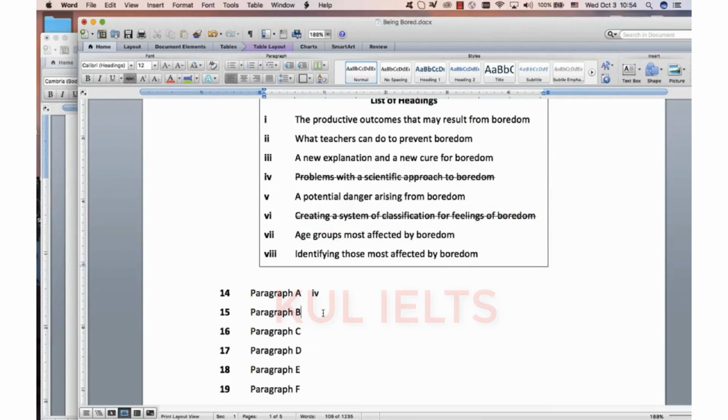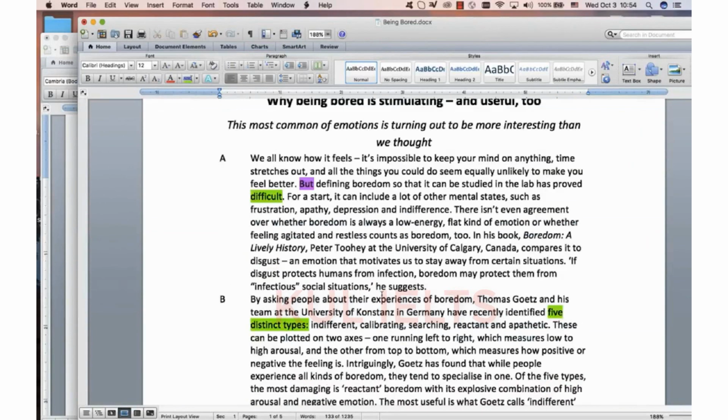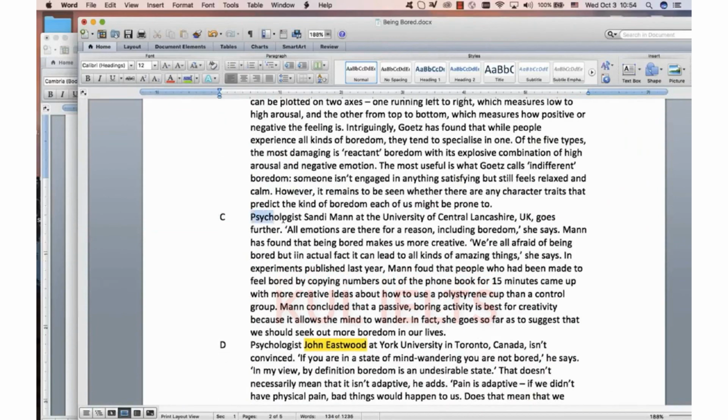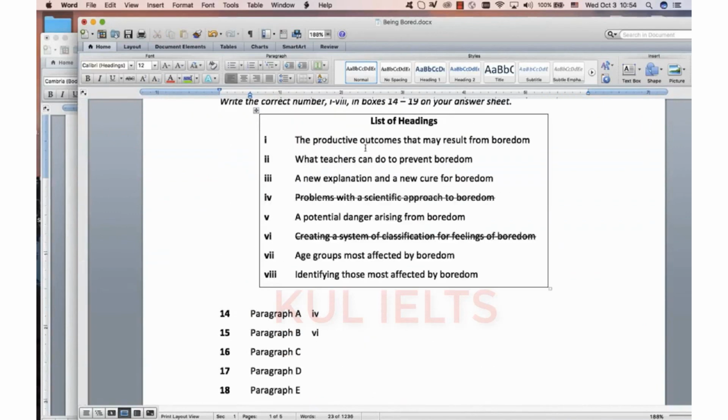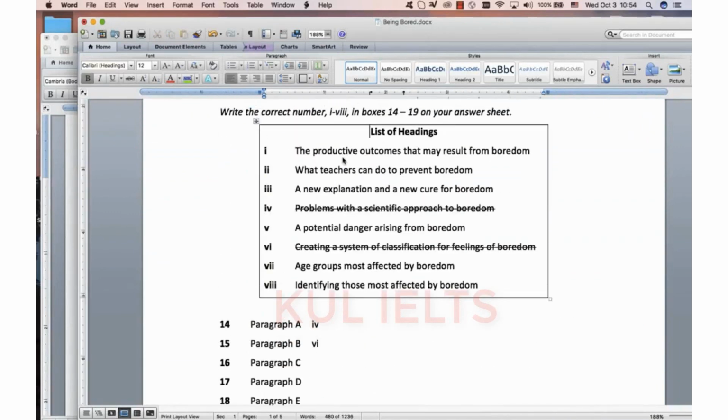So where were we? Paragraph B. Right, paragraph C. This guy, as I said before, that means nothing. What we need more. All emotions are there for a reason, including boredom. Emotions, reason, productive outcome, no. Teachers, explanation, danger, age groups, identifying. Nothing really, but I can delete a lot of that. This is looking really good for that.